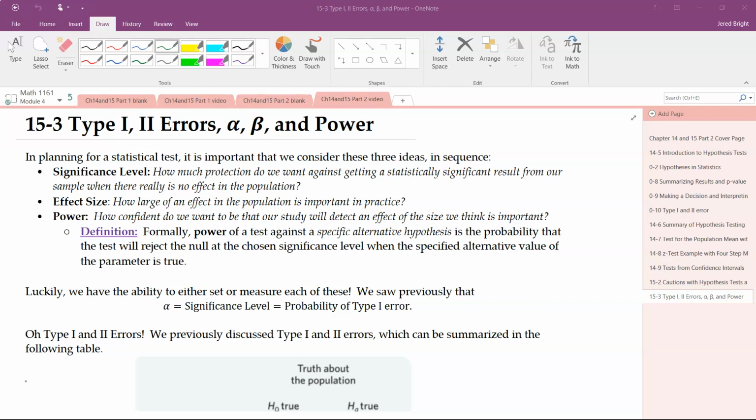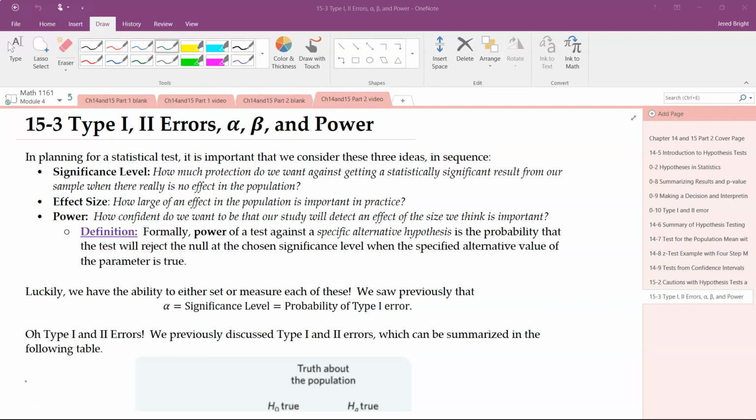You can imagine that in different populations, the effect size is going to vary. We don't get into the measurement of this here because it is sensitive to the population and it's also sensitive to the method that we use to analyze the data. So anyway, we think about effect size.